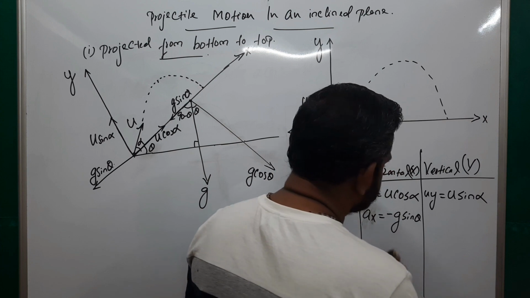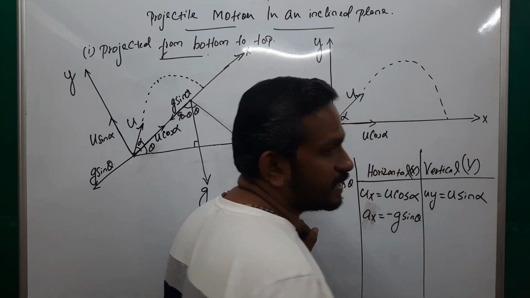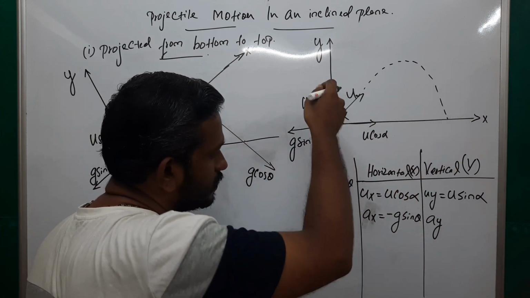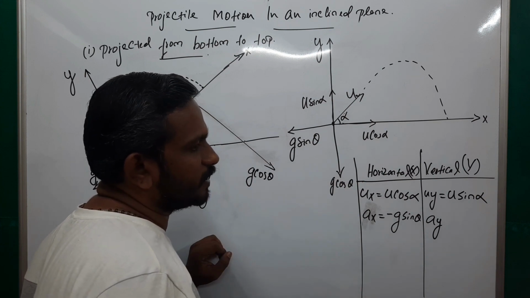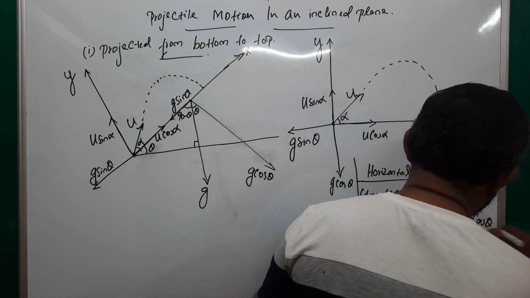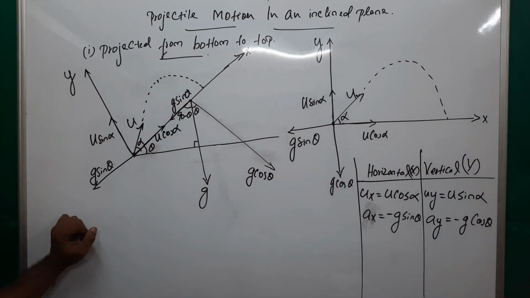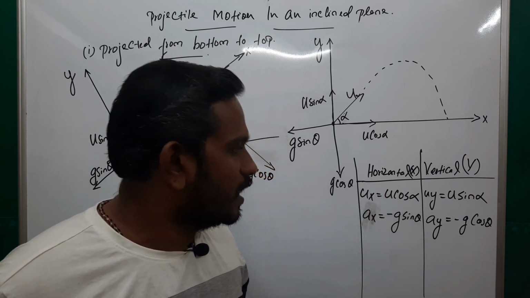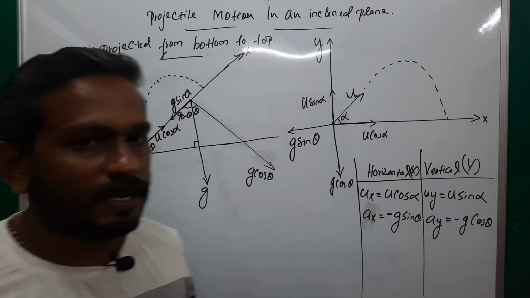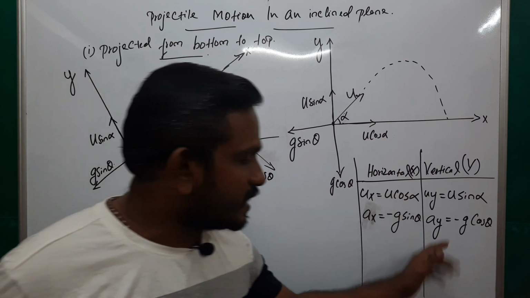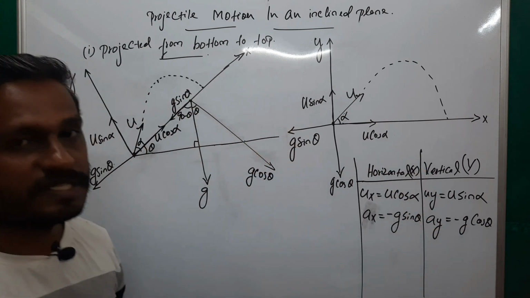So what is the vertical acceleration? Vertical acceleration ay is equal to, so it is in the negative y-axis, that is minus g cos theta. So initial velocity in the horizontal direction u cos alpha, initial velocity in the vertical direction u sin alpha, acceleration in the horizontal direction minus g sin theta, acceleration in the vertical direction ay is equal to minus g cos theta.